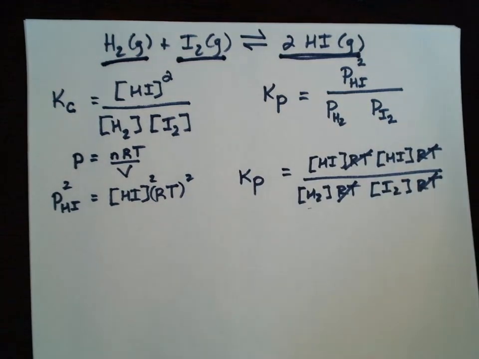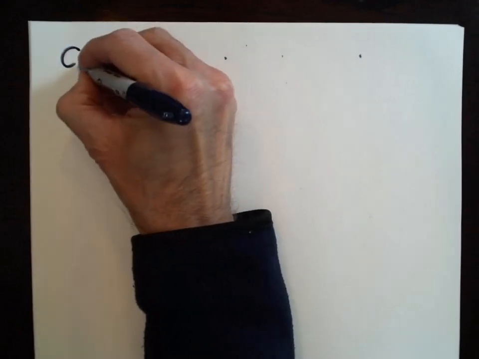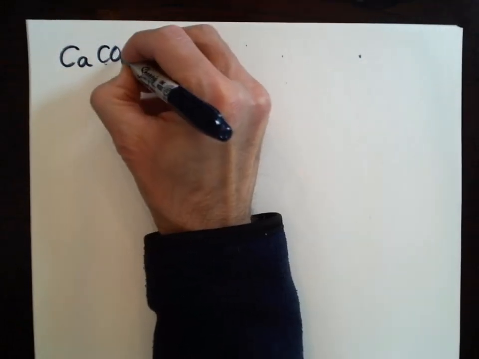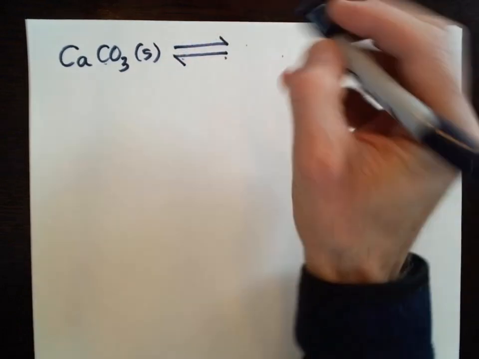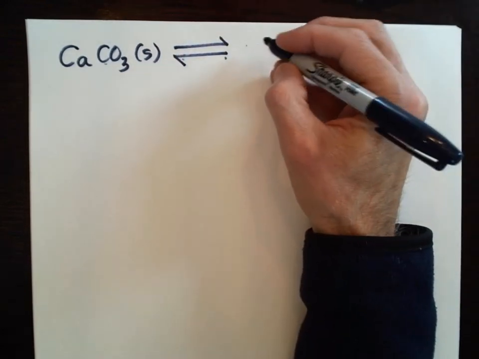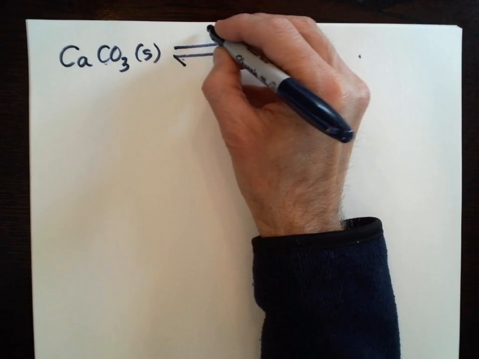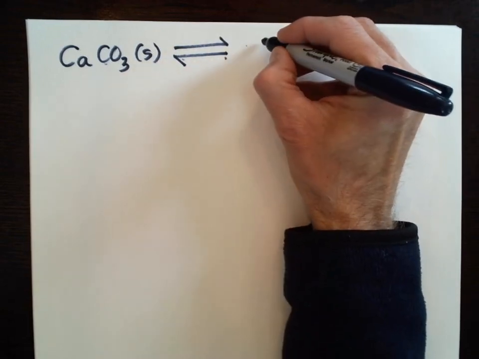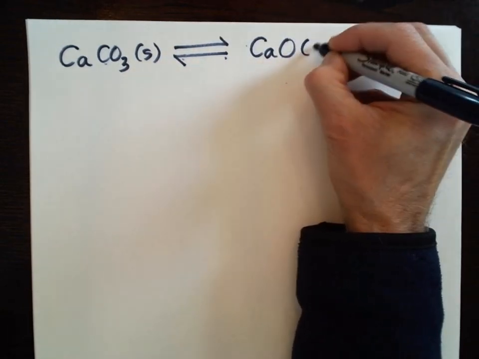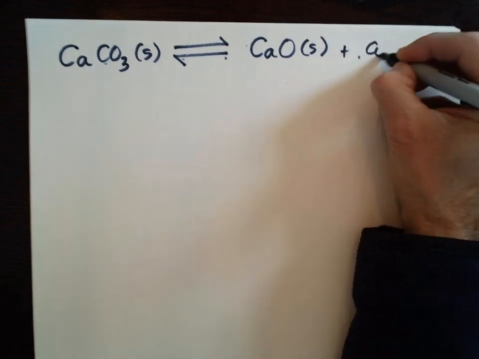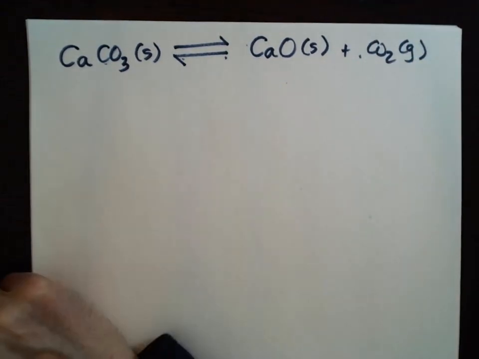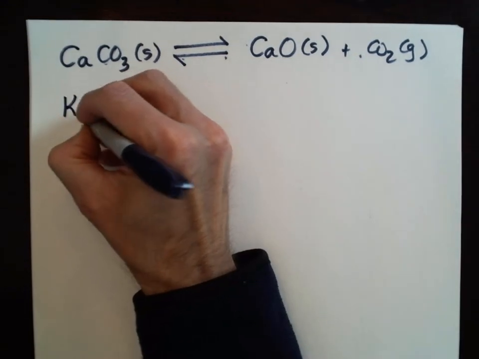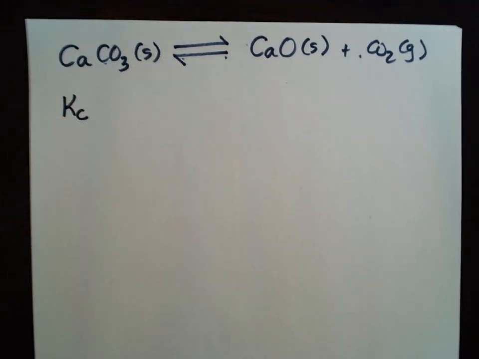All right, let's try another one. Here's this particular problem. We're going to write the equilibrium constant expression for calcium carbonate dissolving, not dissolving, but this would happen if you're heating it. This happens in the forward direction. You get calcium oxide and you get carbon dioxide gas. Now, how would one write the Kc for this particular reaction?